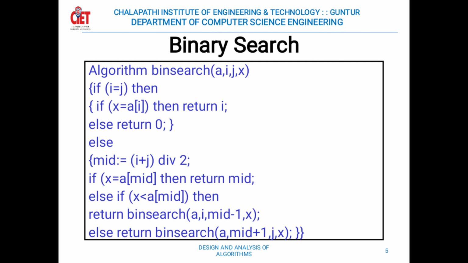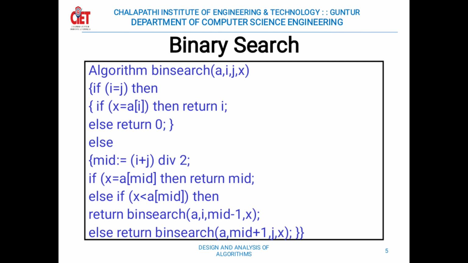Two subproblems of equal size. So n divides into two subproblems, and each subproblem size is n by 2. After division, after finding the mid value, first verify the key element x is equal to a of mid, then return the mid value as the index of the key element in the array.